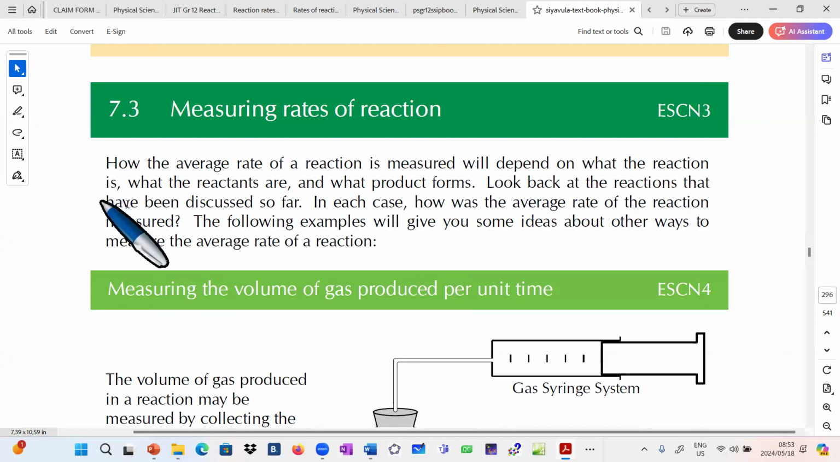Look back at the reactions that have been discussed so far. How was the average rate of the reaction measured in our previous instances? The following examples will give you some ideas about other ways to measure the average rate of a reaction. Let us look at measuring the volume of gas produced per unit time. We continue to analyze this here.